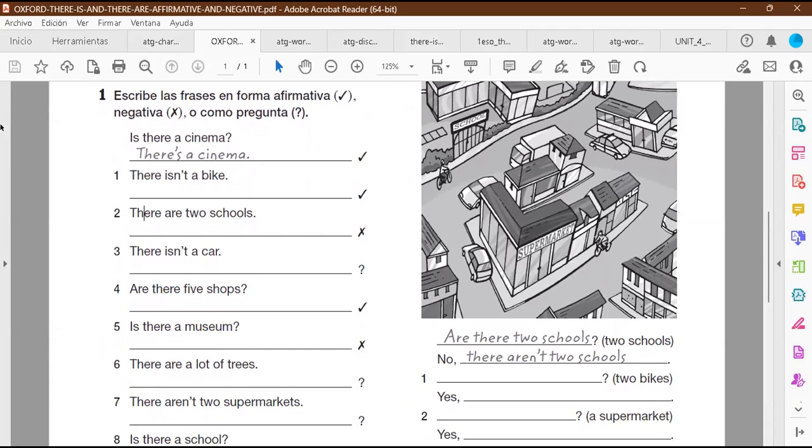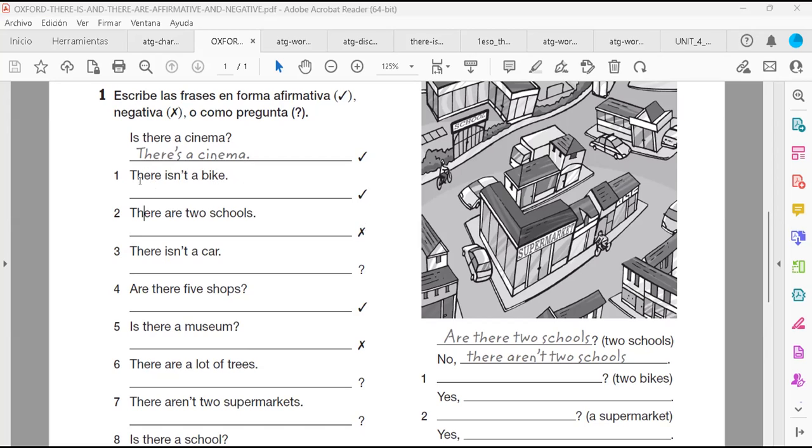Okay, so in here we have to write a negative, positive, or question form, but we're shown a sentence. In here you have to write, it can be a positive, a negative, or a question based on what we have here, right? Based on this statement. Okay, basado en ese enunciado que tenemos ahí, tenemos que modificarlo.